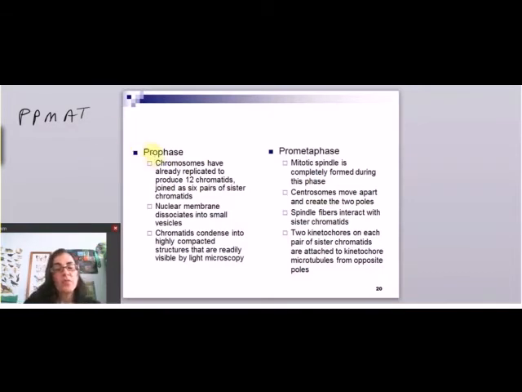So when we go into prophase, the DNA is already copied. So remember that G1, S, and G2 have already happened. And the DNA was copied during the S phase. G1, S, and G2 are collectively called interphase. So the DNA was already replicated during interphase. So in the example cell that we're going to be looking at, there was 6 chromosomes. So now that it's replicated, there's 12 chromatids. They're still joined together at the centromere.